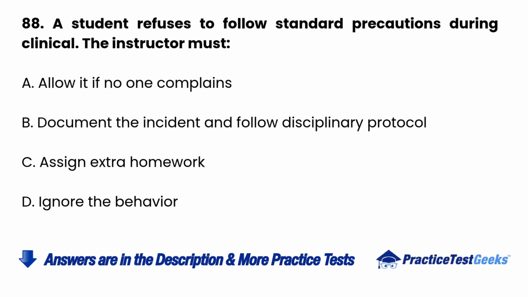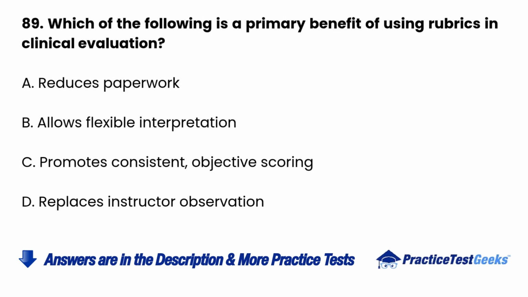88. A student refuses to follow standard precautions during clinical. The instructor must A. Allow it if no one complains. B. Document the incident and follow disciplinary protocol. C. Assign extra homework. D. Ignore the behavior. 89. Which of the following is a primary benefit of using rubrics in clinical evaluation?